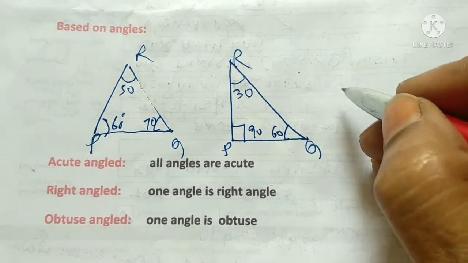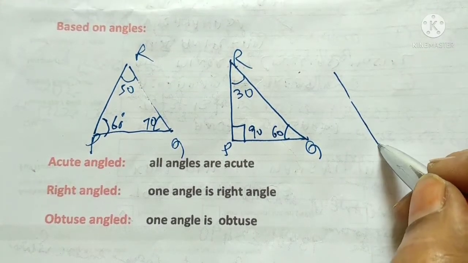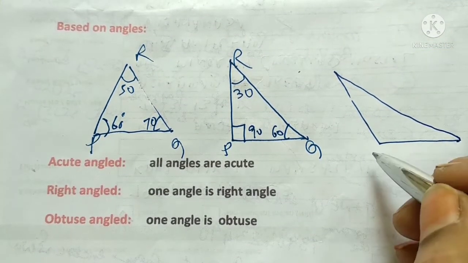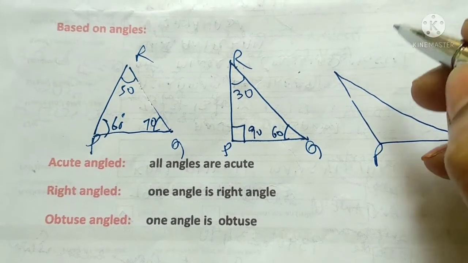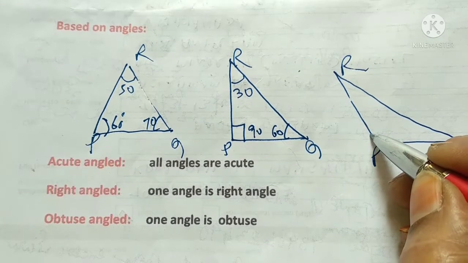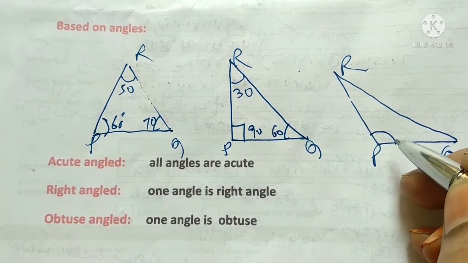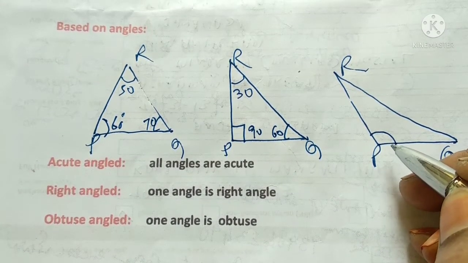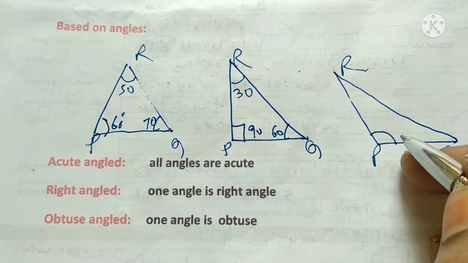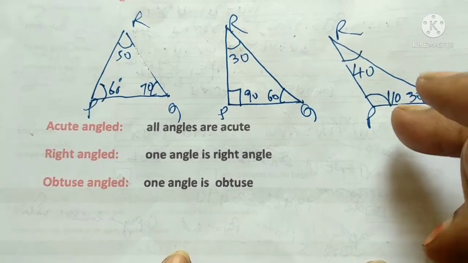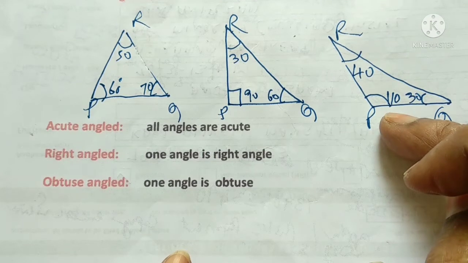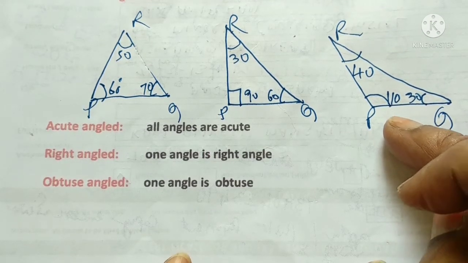Now let us consider another. Here P, Q and R. If angle P is more than 90 degrees, this is called an obtuse angle. So one angle is obtuse angle, then the triangle is called obtuse angle triangle. So when one angle is obtuse, then this triangle is called an obtuse angle triangle.